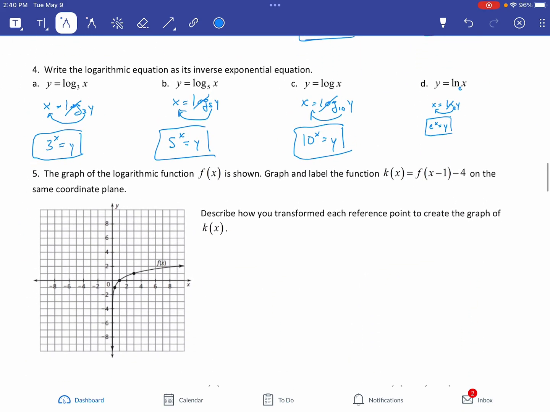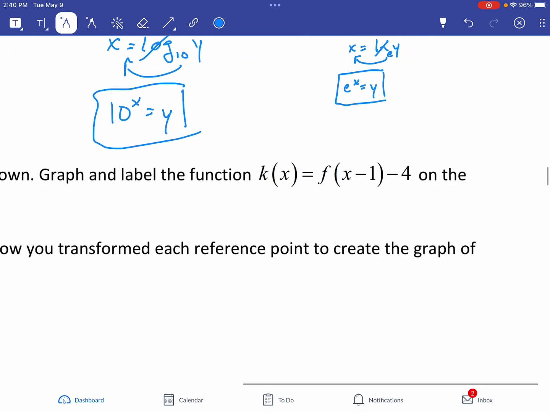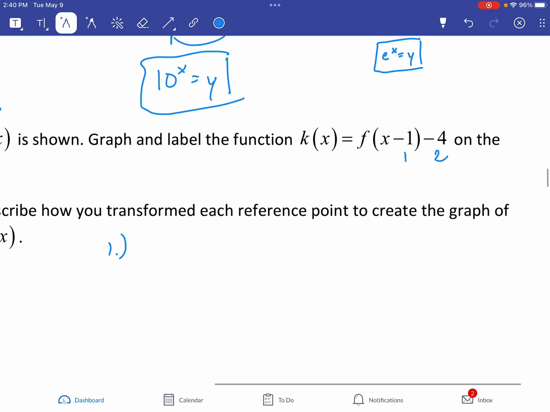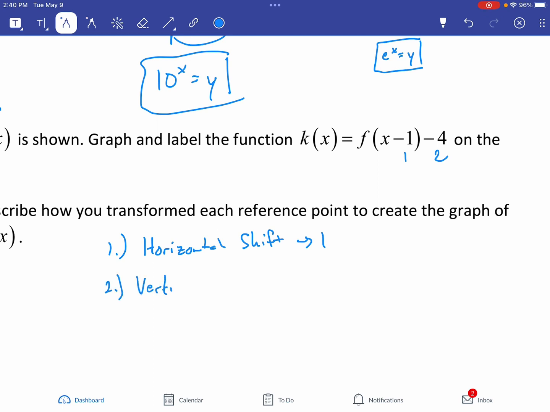Okay. Some transformations. Okay, we want to graph and label a new function that has some transformations. Let's explain how the transformations work. I'm going to label them as 1 and 2. The first one was a horizontal shift. I'm going to go to the right by 1. Second one is a vertical shift. I'm going to go down by 4. Okay, so those are our 2 transformations.